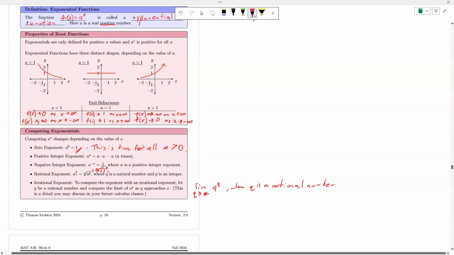Now, the way in which this limit works will be defined if you take a more proof-based math course, like A31, but for A30 or A29, this won't really be discussed, if at all.